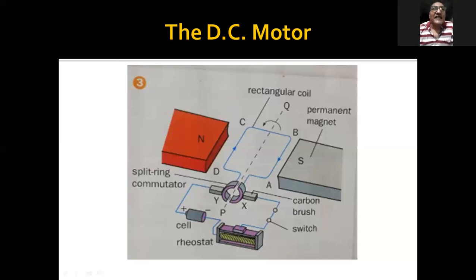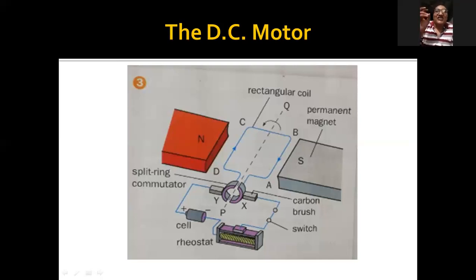Because now the CD is in contact with the positive terminal of the battery through this ring and through this carbon brush, the force acting on the CD is now downward. And the AB, you know the AB here, is now connected with the negative terminal of the battery. Now the force acting on the AB is in the upward direction. When the AB was here, the force acting was downward. But when the AB is on this side, the force acting is upward.